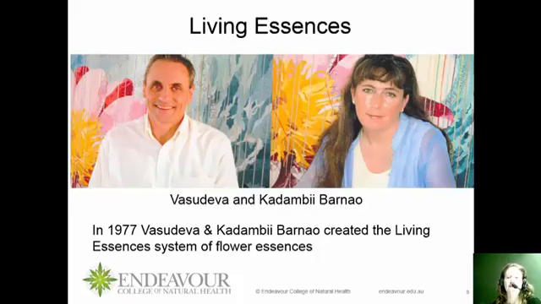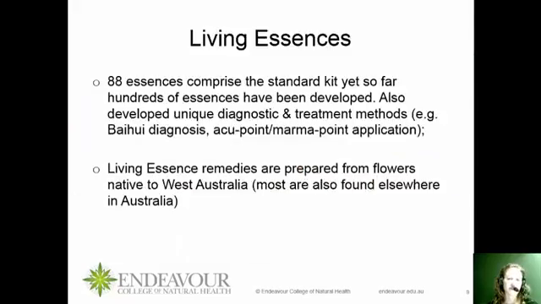The next are the living essences from Western Australia. So in 1977, Vasudeva and Kadambi started to create these essences. They've been working with them ever since. They've been developing their own forms of flower essence counselling, their own unique forms of diagnosis and treatment.